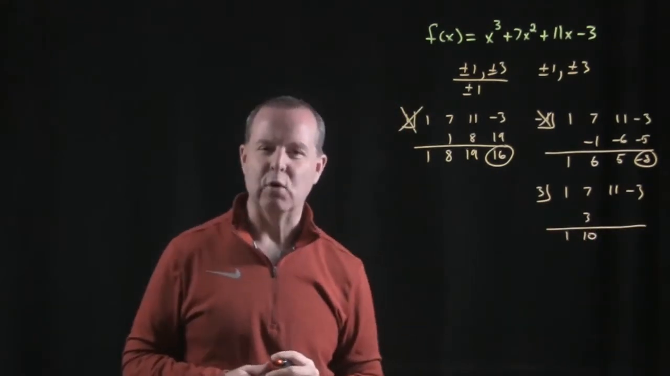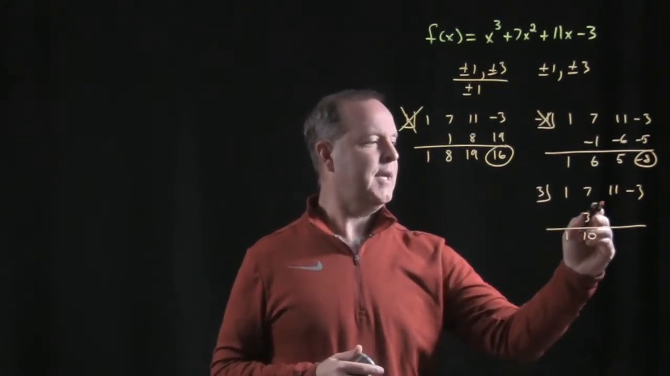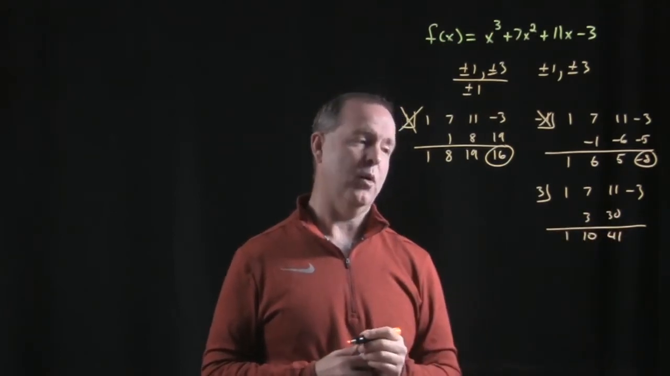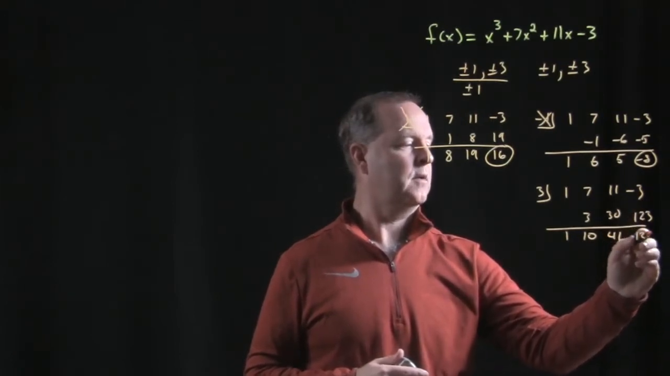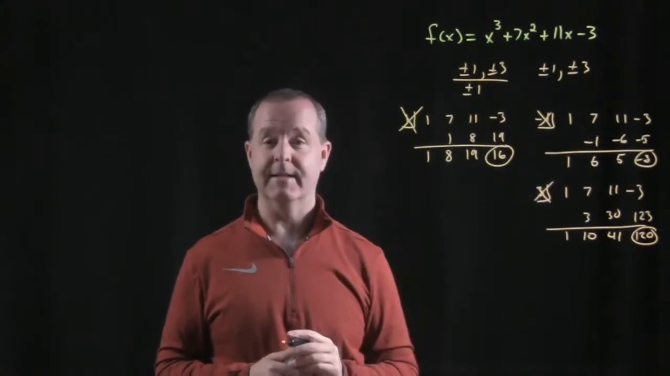Kind of glad I'm not having to do this through long division right now, aren't you? Where was I at? 3 times 10 is 30. 41. 3 times 41, that's a huge number. What is that, 123? Add those, 120. All right, tells me that 3 is not a solution.